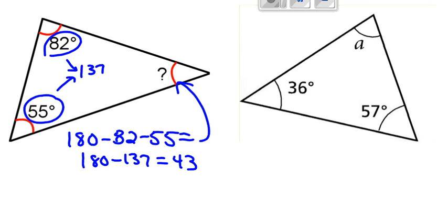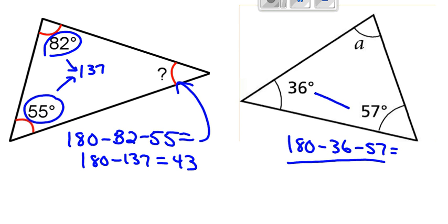That's where the 137 came from. I added those two together. So over here, I'm going to do 180 minus 36 minus 57. So again, it's easier for me, if you want to just put this whole thing in your calculator, I'm totally fine with that. It's easier for me to add these two together first. So that is going to give me 93. That's a total of 93, which means this one has to be 180 minus 93, which is going to give me 87 degrees.